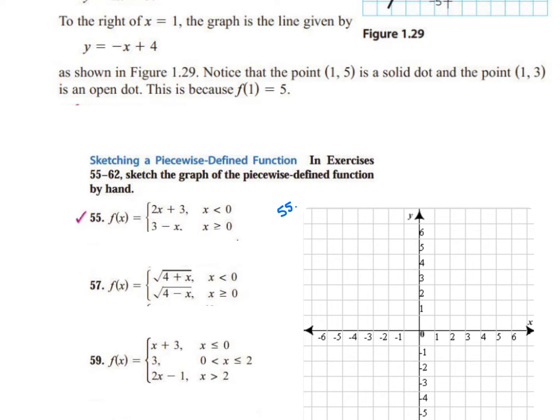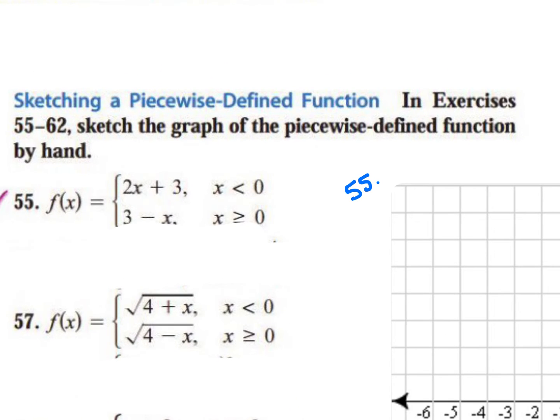So we have to sketch the graph of the piecewise defined function by hand. Our graph follows this function when x is less than 0, and then we follow the function below when x is greater than or equal to 0.